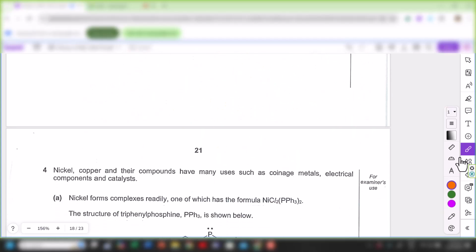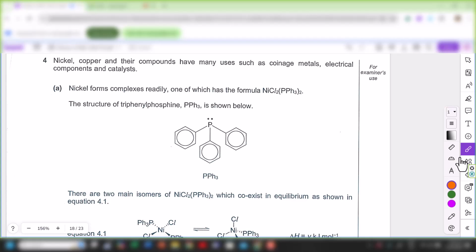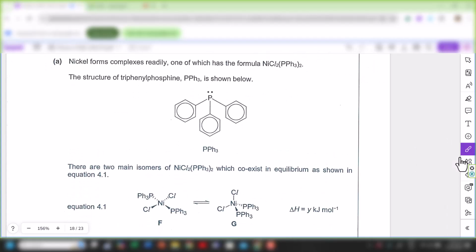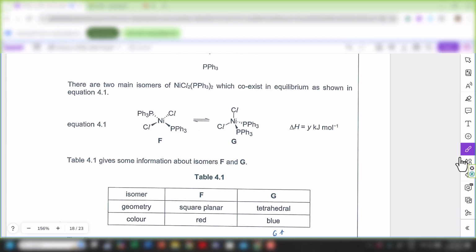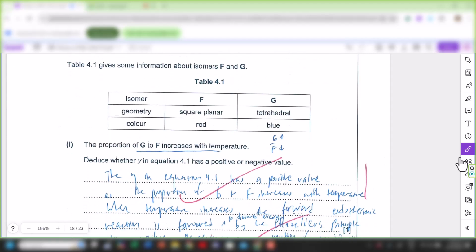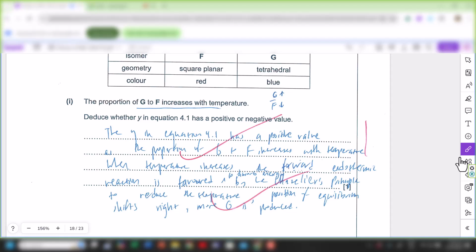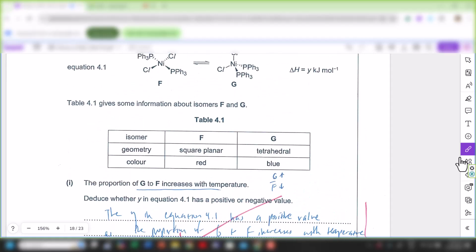Okay, any question before I finish with question 4? Okay. For question 4, you have phosphine. You are given triphenyl phosphine, but the short form is called phosphine. It exists in equilibrium: one is tetrahedral, the other one is square planar. So they tell you that it's a different color, and they ask you for delta H, so I think you can deduce from the color whether Y in 4.1 has a positive or negative value.